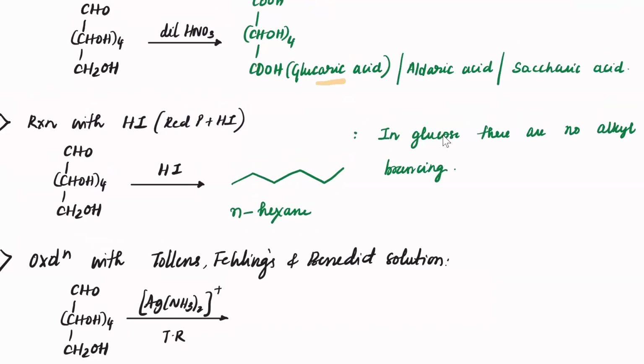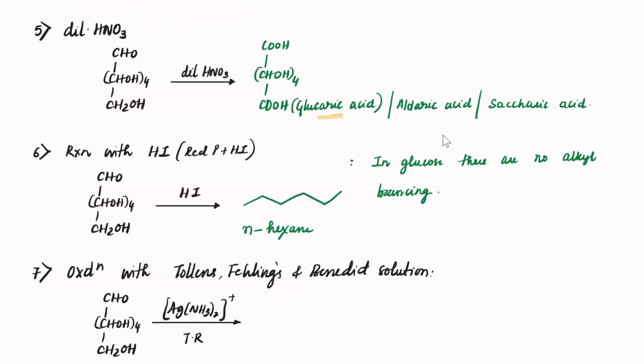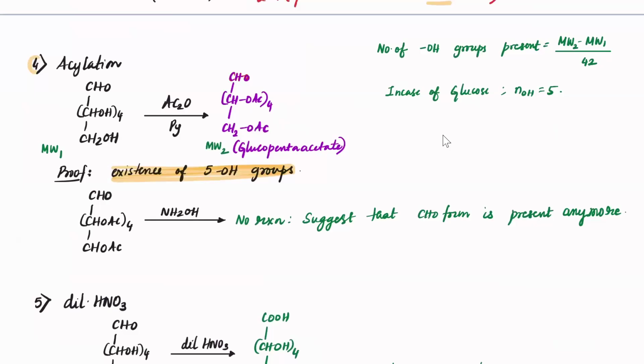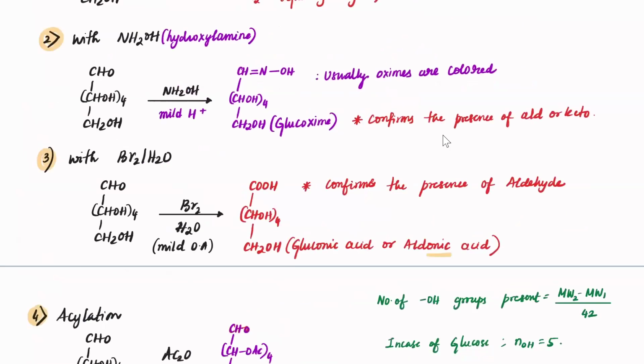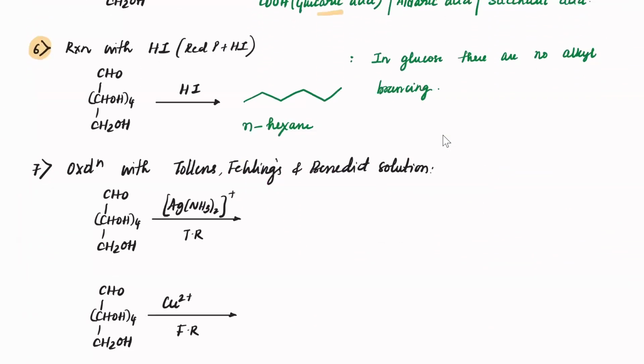Yeah. So have you noticed that this sixth reaction, fourth reaction, third reaction, second reaction, these are mainly the reactions that are used for confirming the structure of glucose? So they clearly suggest how the glucose looks. Okay.